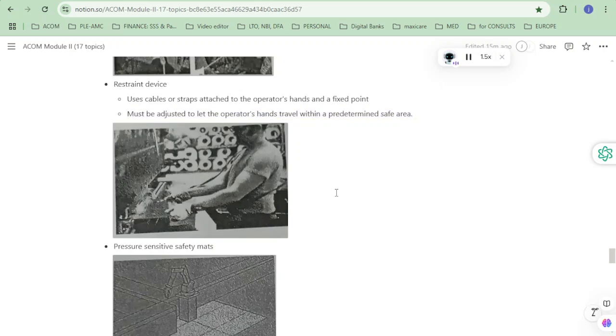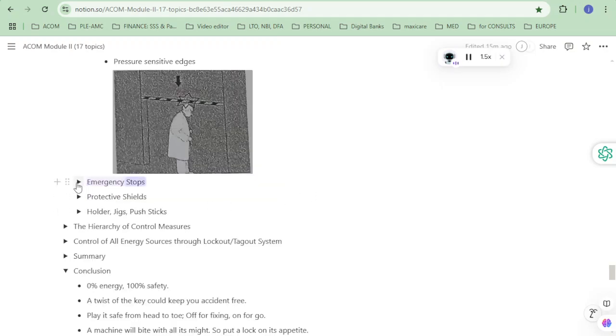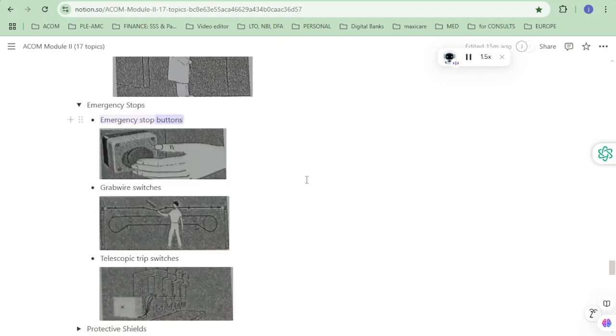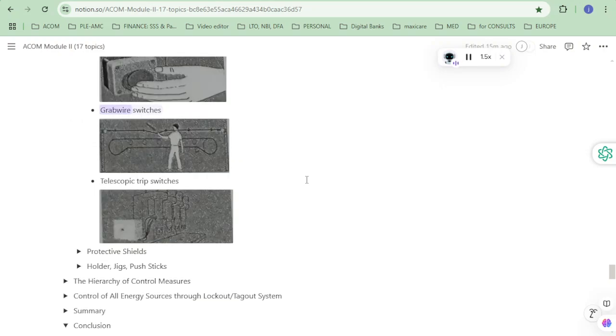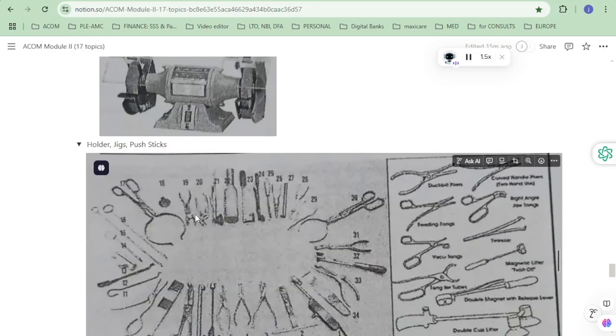Pressure-sensitive safety mats. Pressure-sensitive edges. Emergency stops. Emergency stop buttons. Grab wire switches. Telescopic trip switches. Protective shields. Provides some protection from flying particles, splashing cutting oils or coolants. Holders, jigs, push sticks.